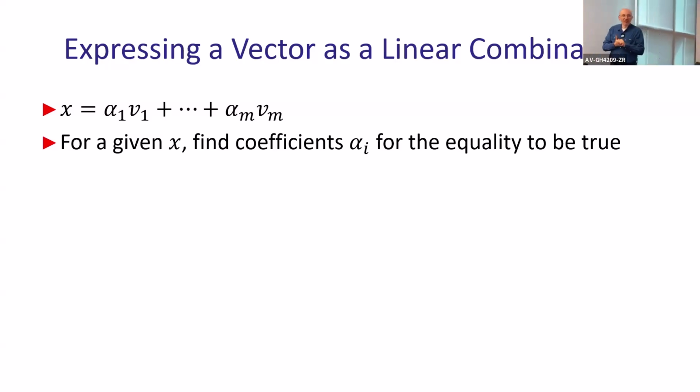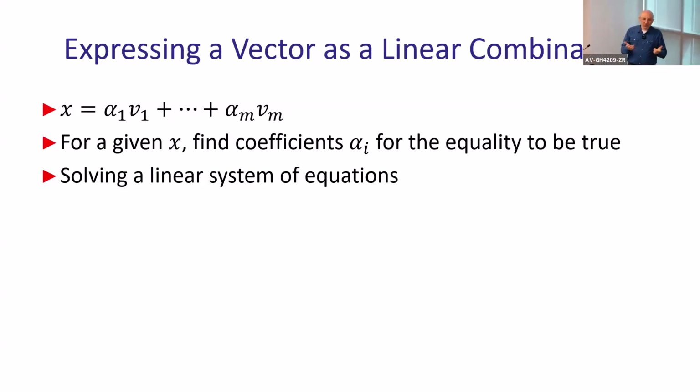So for a given x, we want to find coefficients alpha i in that linear combination for the equality to be true. This is the idea. To do that, this is practically solving a linear system of equations, because alpha 1 times v1 plus and so on will be just a vector with all these coefficients as variables. On the one side, you will have just numbers, which is that vector x that you want to represent. On the other side, you will have equations with alpha 1, alpha 2, alpha 3, whatever the number of alphas you have, all right? So it will be practically comparing these two vectors. It's solving a system of equations. This is what it is.